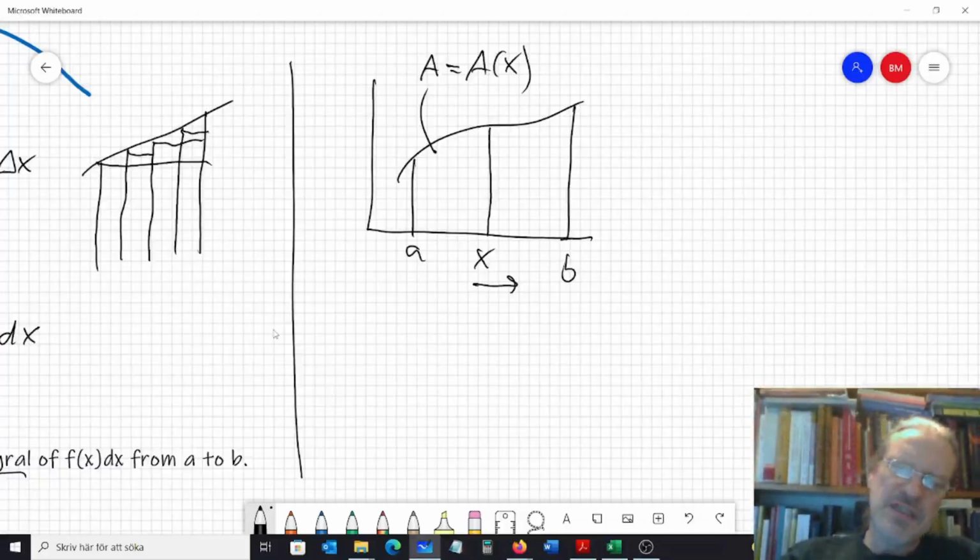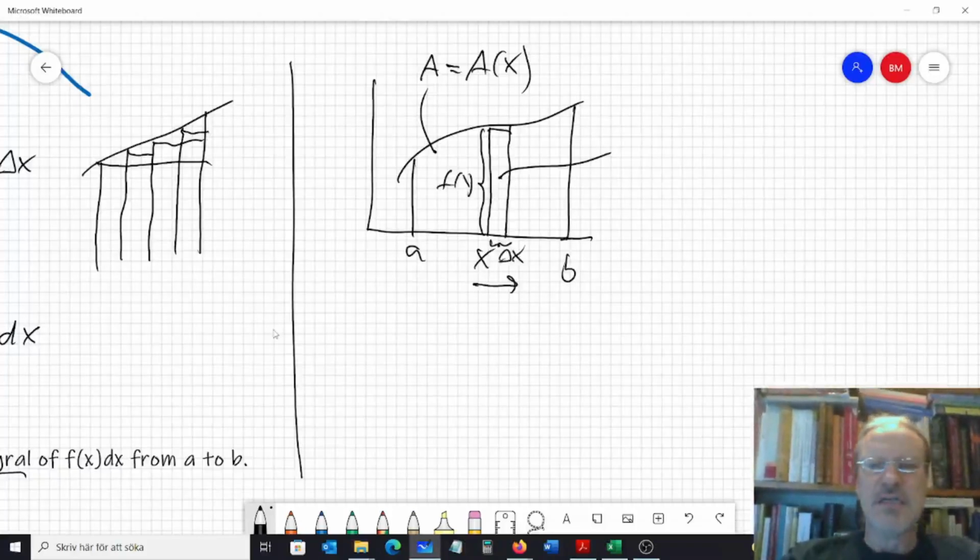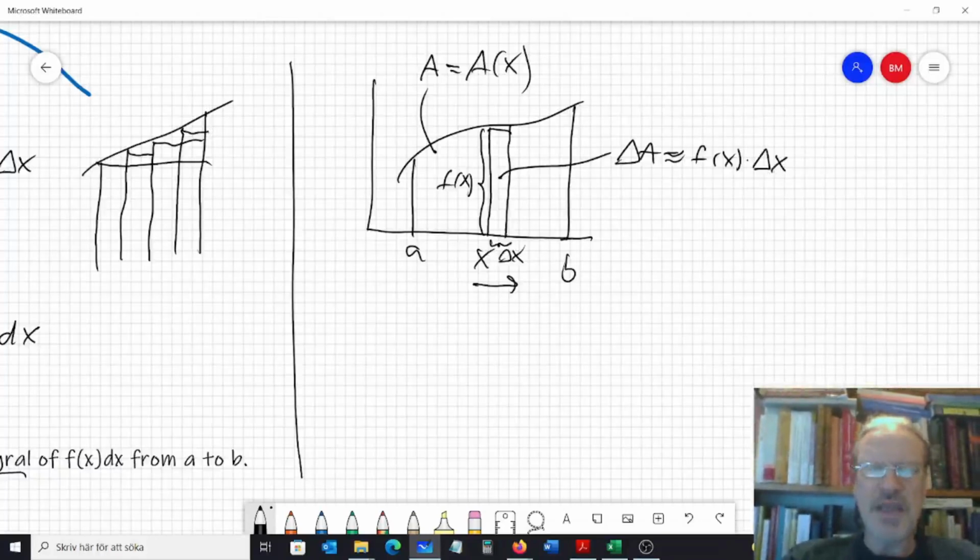And as we move this, we will add a little area. And yet again, as we said before, this area will be the height of the function times the width, and say we have moved this the distance delta x, so our little area will be approximately equal to f of x times delta x. Yet again, the approximate value, because we have a little error up here.